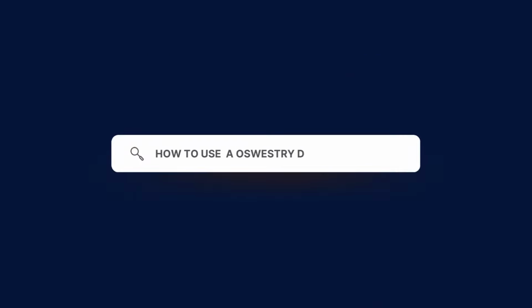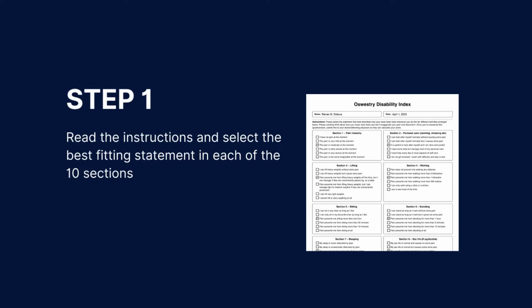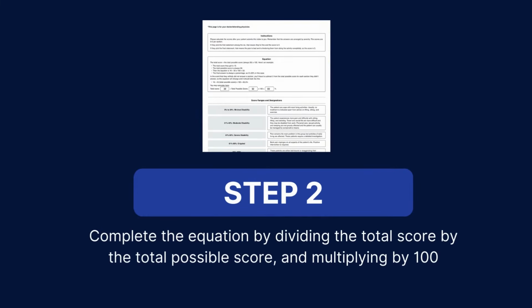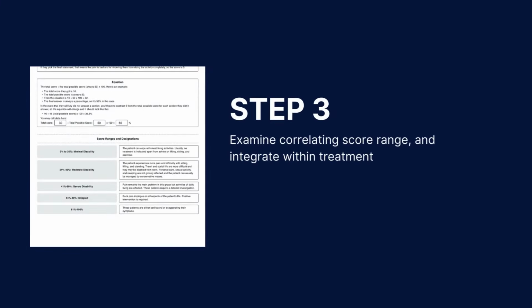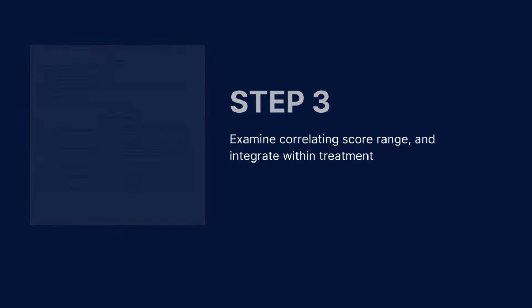Here's how to use an Oswestry Disability Index. The first step is to read the instructions and select the best fitting statement in each of the 10 sections. You'll then need to complete the equation by dividing the total score by the total possible score and multiplying by 100. The third step is to examine the correlating score range and integrate it within treatment.